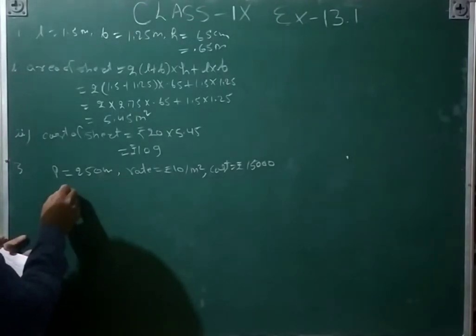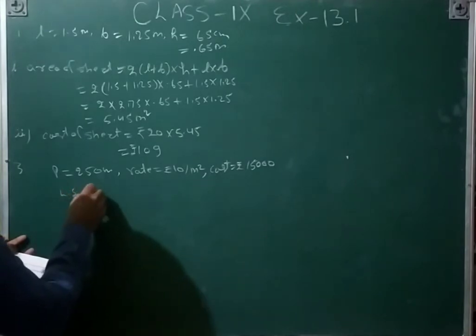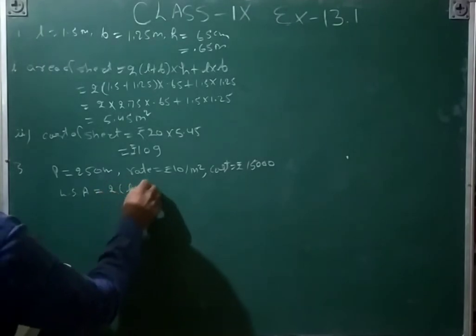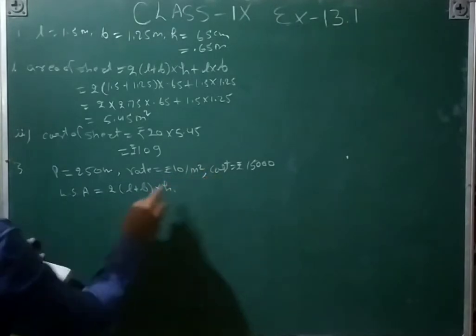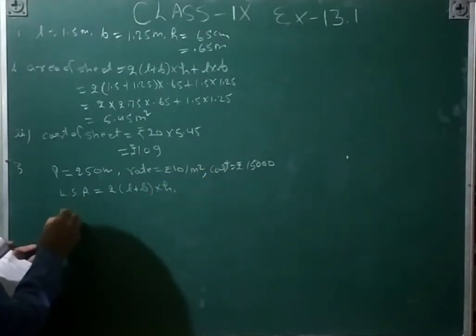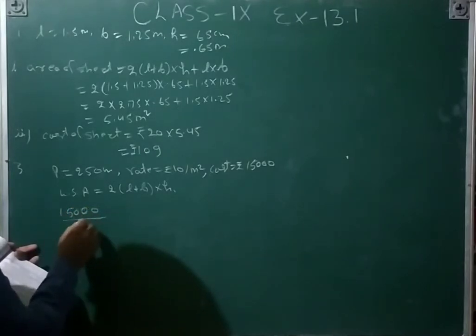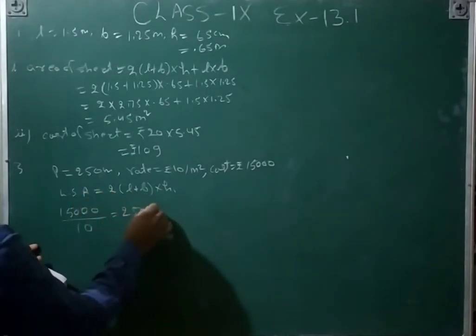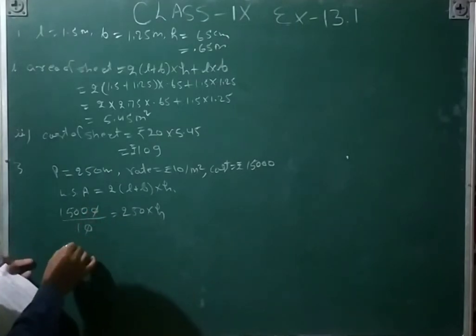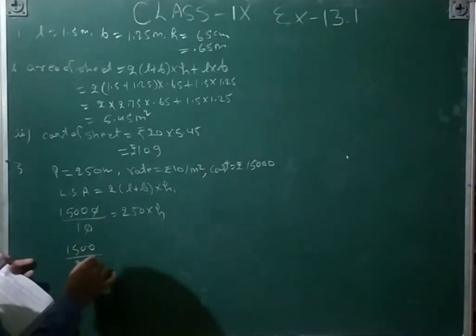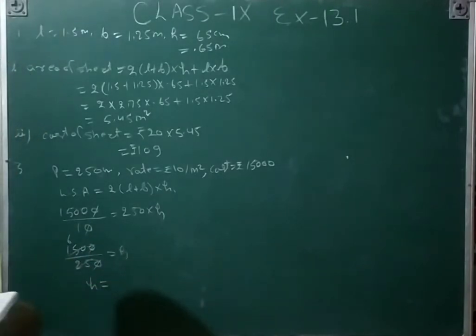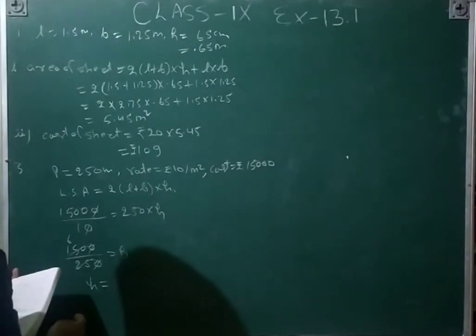Then lateral surface area is equal to 2 bracket L plus B into H, and we can also find lateral surface area as cost upon rate. 2 into L plus B is the perimeter, so that will be 250 into H. Zero cancels by zero, so 150 upon 250 is equal to H, and 25 sixes are 150, so H is equal to 6 meter.